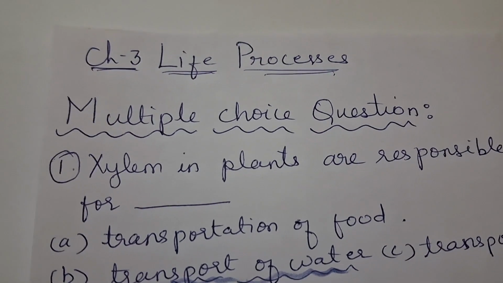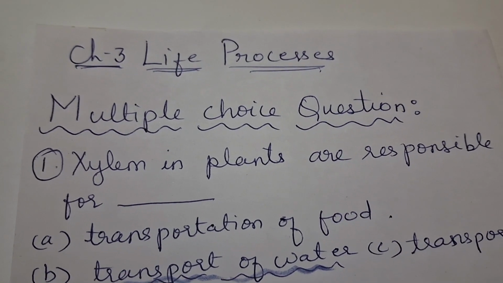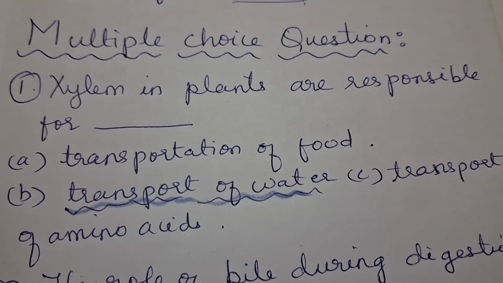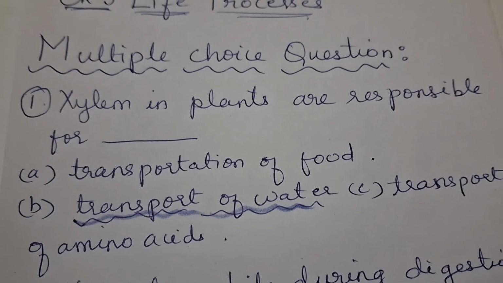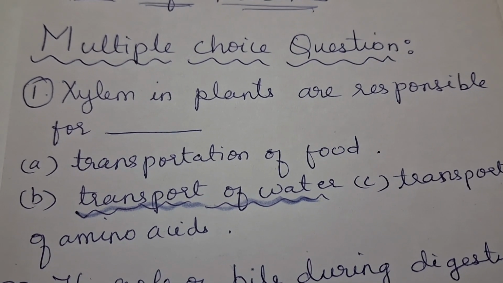Today's video is about life processes. Chapter 3, life processes, multiple choice questions. Xylem in plants are responsible for dash. Transportation of food, transportation of water, transportation of amino acid. The answer is transport of water.